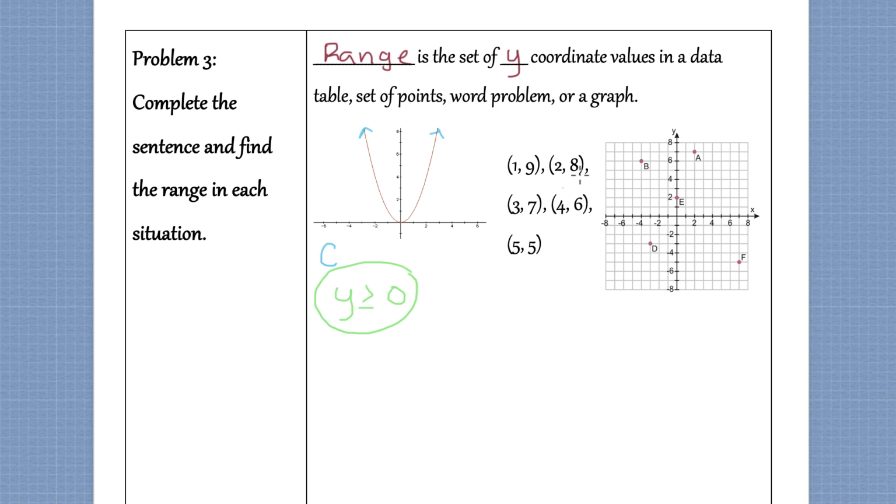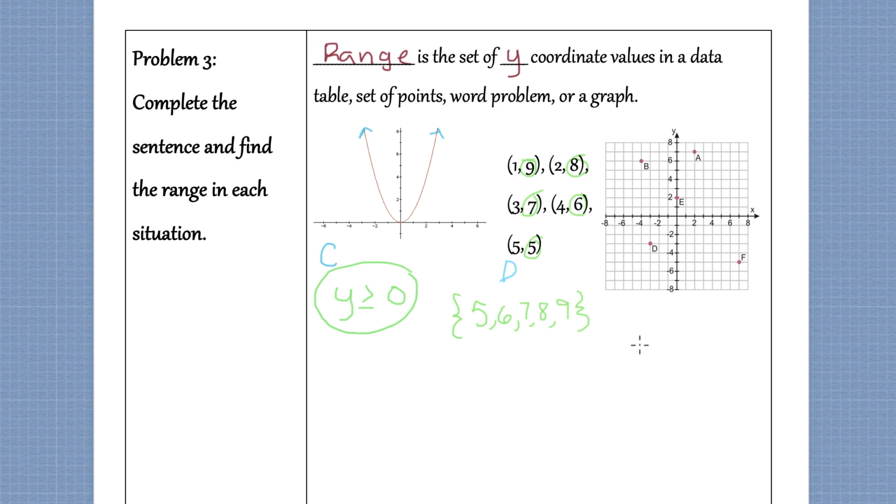Our second one over here is a set of points. And so we can determine that since it is a set of points, this would be discrete. And to write our range is fairly simple, and we can just write the y values of each of the coordinate points. And so the range in this situation would be 5, 6, 7, 8, and 9. And you can see I wrote each of these in from least to greatest.